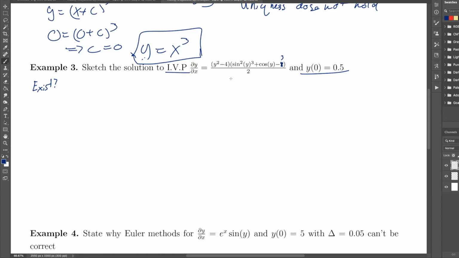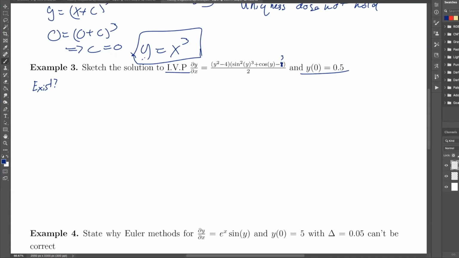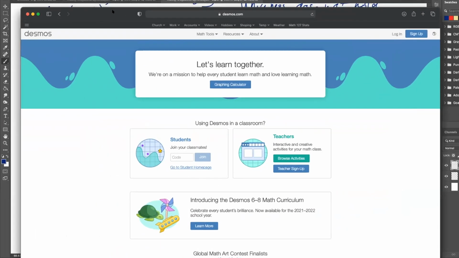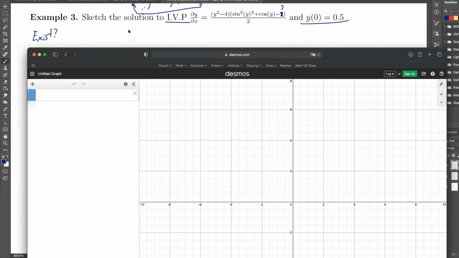If I graph this mess, let me see if I can graph this awful mess. Let's see if I can break Desmos. Desmos is soon going to hate me. It's like, why do you make me graph this awful thing? Okay, so let's just start this thing. Let's just scroll up.